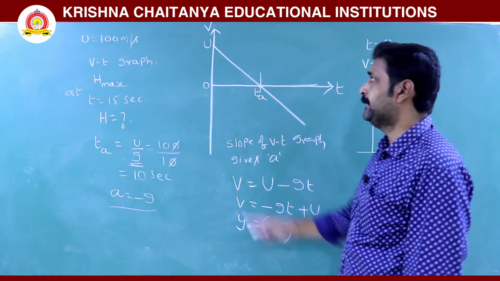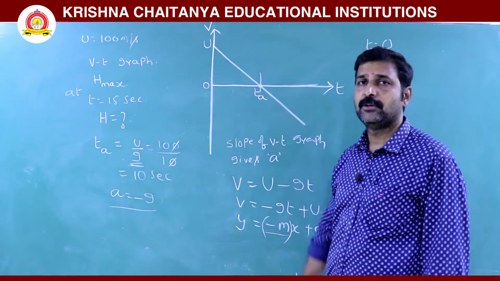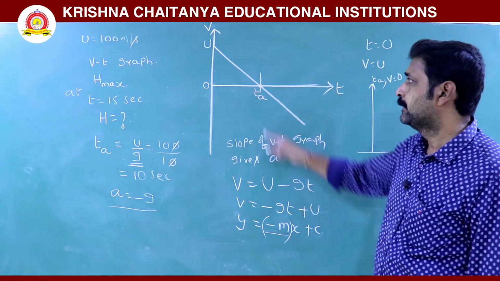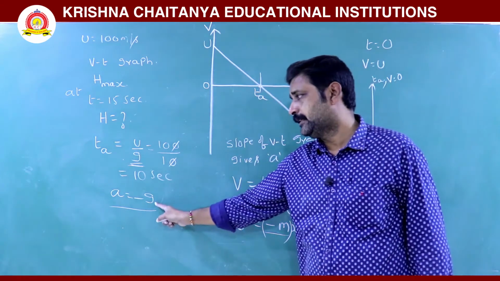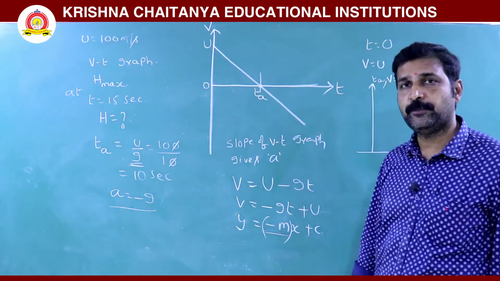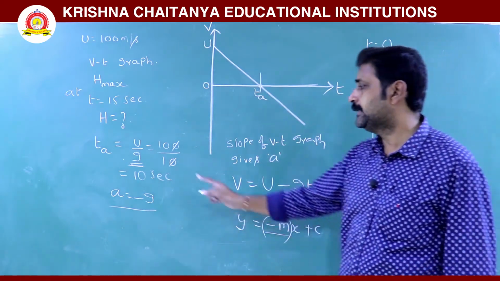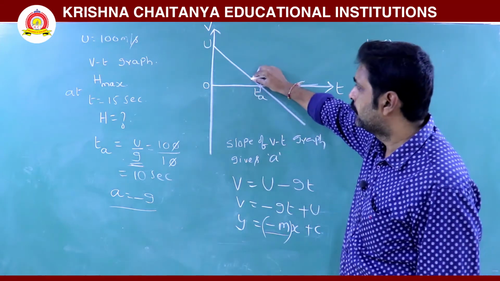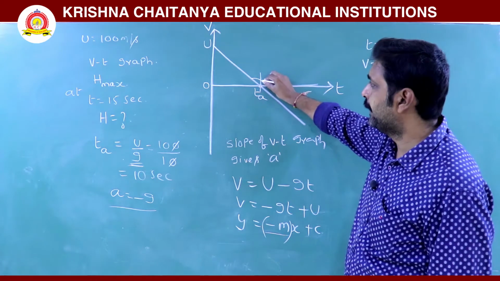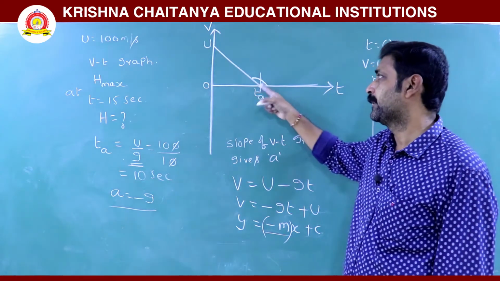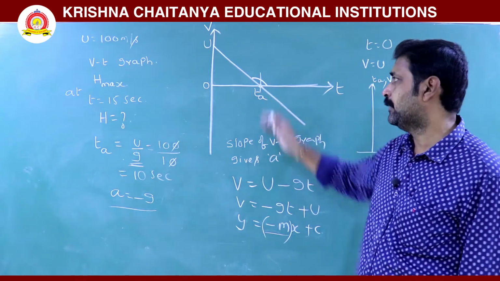Why are we getting a straight line with a negative slope? Because here acceleration is constant, which is negative. For a velocity time graph, slope is acceleration. Since it is negative, for any straight line having a negative slope, the angle made with the x-axis is greater than 90. So this is the straight line up to the time of ascent.